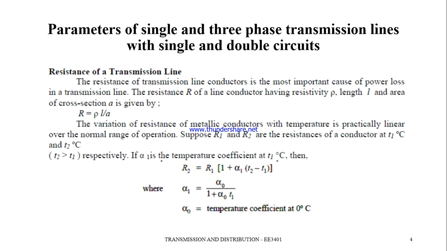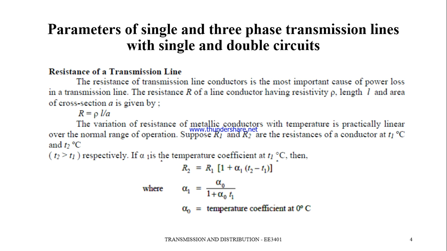While considering the parameters, we have three main parameters: resistance, inductance and capacitance. Obviously, resistance is an inbuilt parameter in each and every transmission line. We need not add the resistance. The transmission line itself will have some resistance due to the material nature, and the resistance value R is equal to rho L by A.